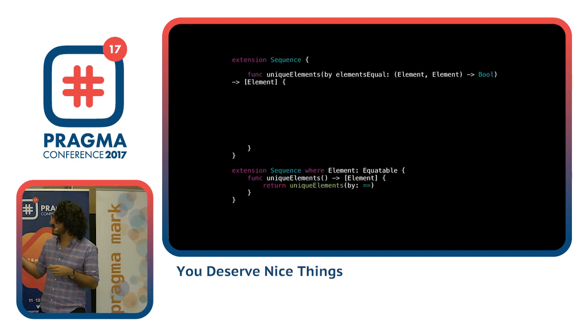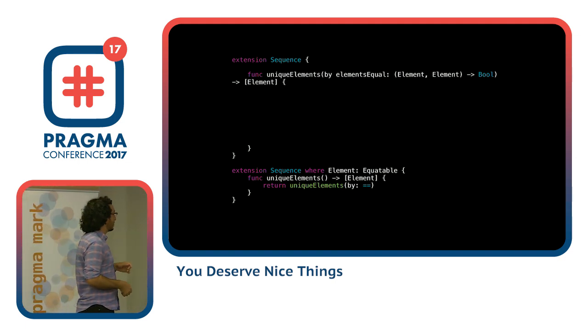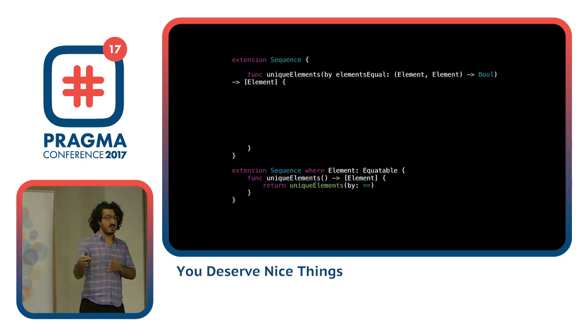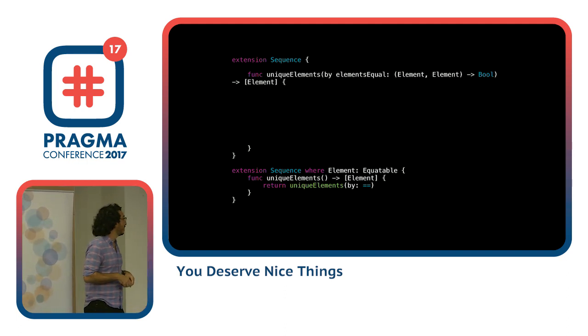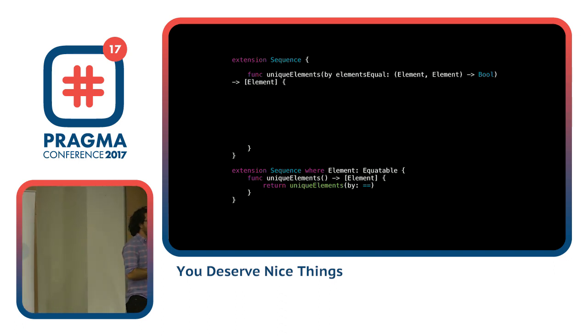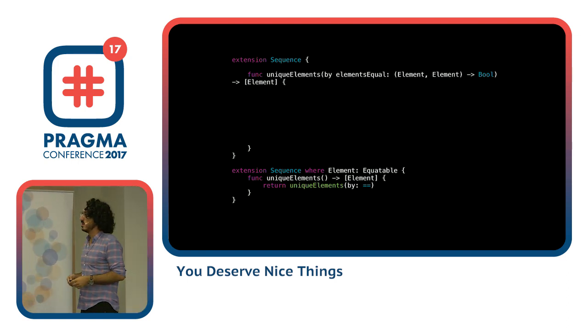So the way I like to do this is a little bit more complicated, but gives us some nice benefits. We make a function called unique elements by, and we pass it a block that tells you if these two elements are equal. And then we can build a convenience accessor. If the element is already equatable, then we know we can use equal equal, which is really nice.